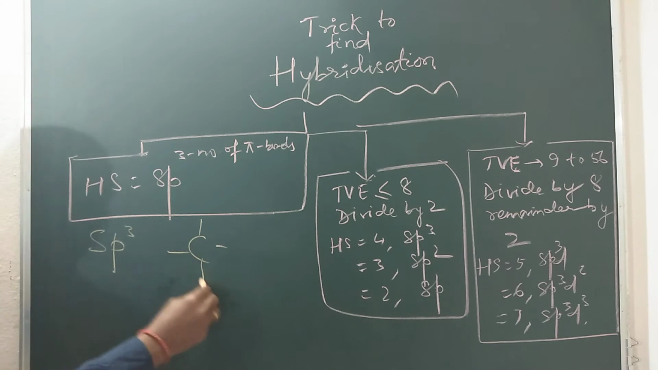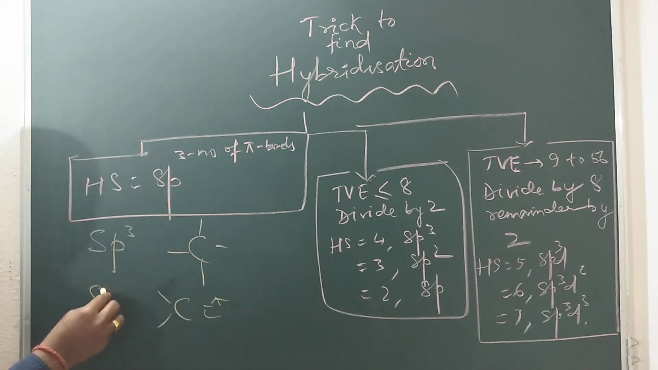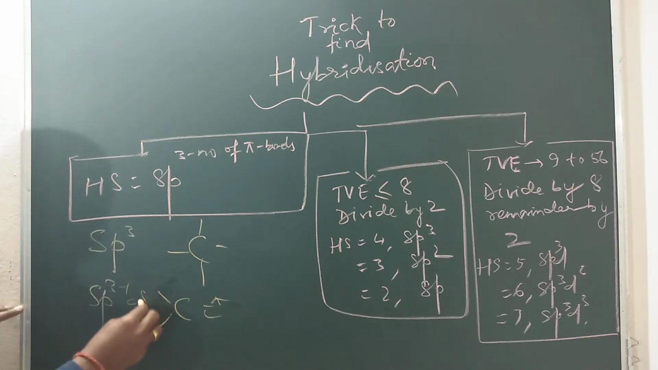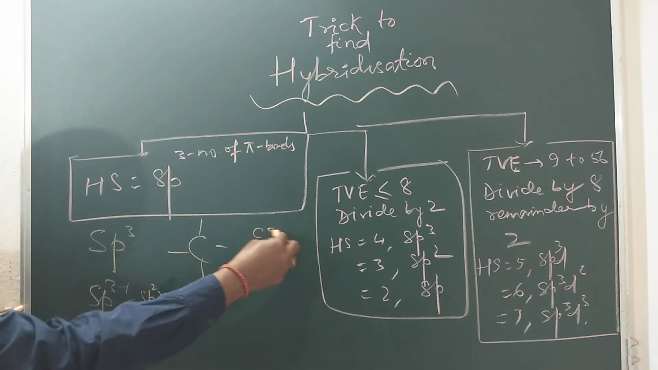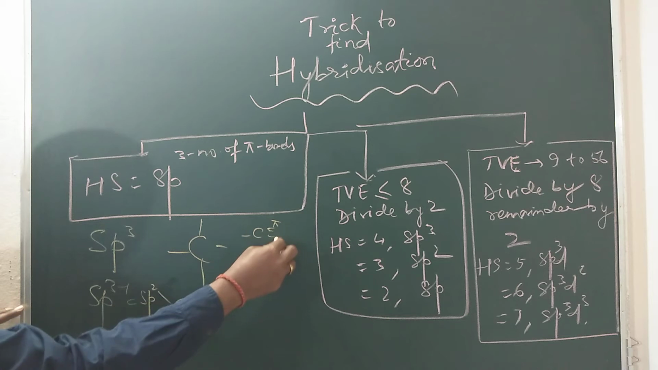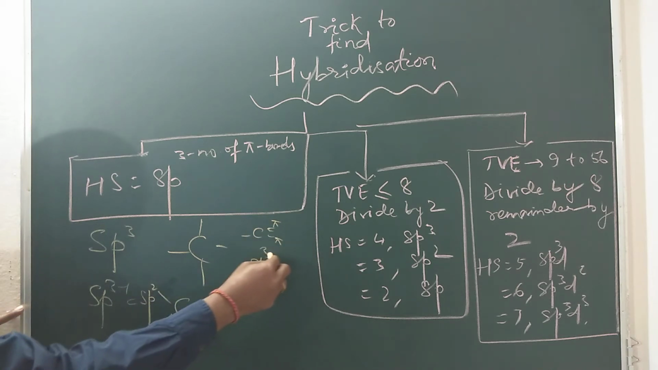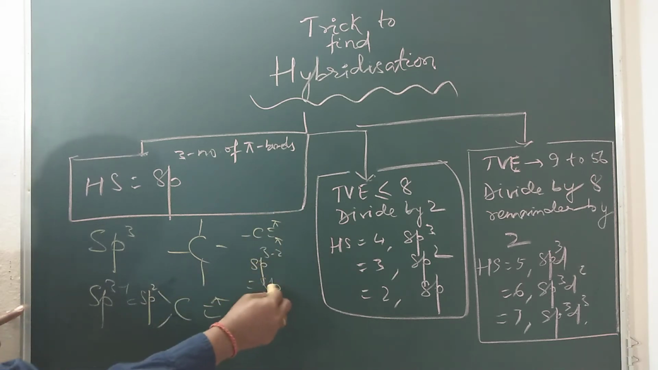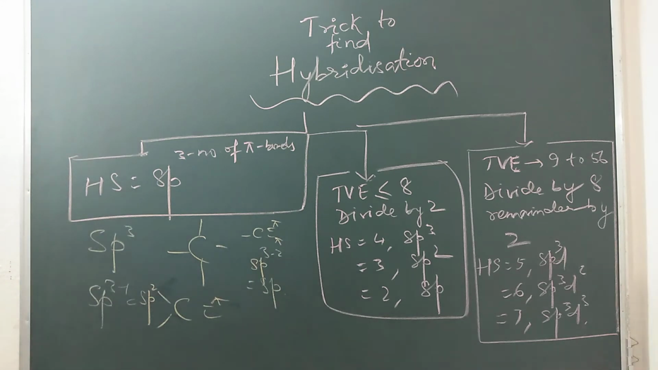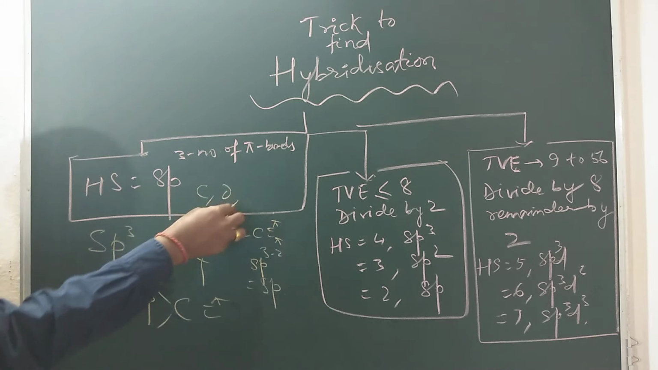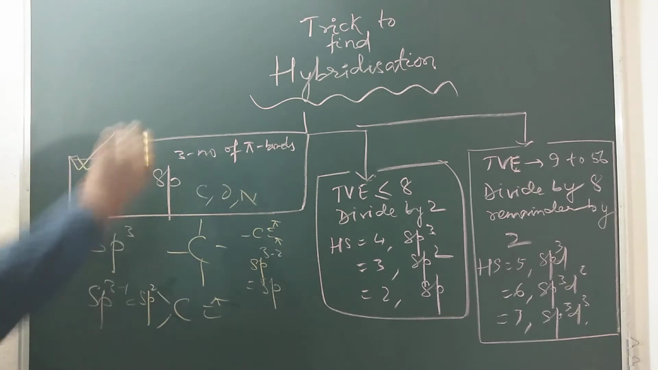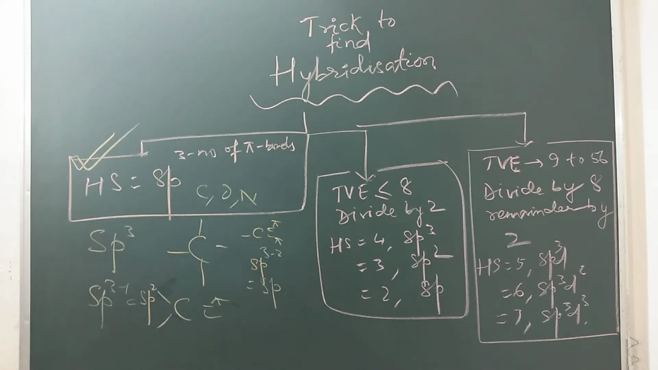If you have all carbon single bonds, then it is sp3. If you have a double bond, then one pi bond comes, so sp3 minus 1 is sp2. And if you have a triple bond, suppose, the triple bond is made up of 2 pi bonds, so sp3 minus 2 is sp. So keep this in mind for organic. This formula is valid for carbon, oxygen and nitrogen, and this is applicable for organic compounds.